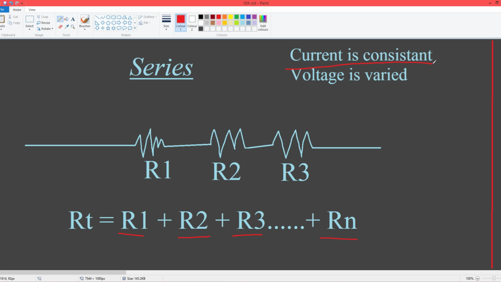Across these resistors, the current is consistent. It doesn't change at all. It is the voltage that changes, dropping a certain amount across each element. And this can be found using Ohm's law, which is V equals IR.